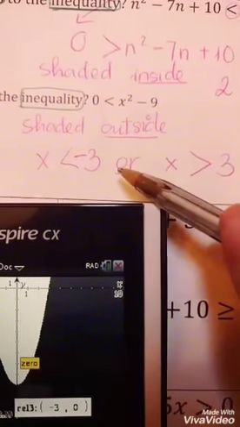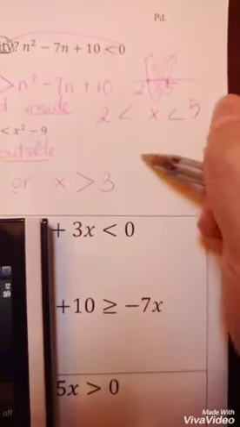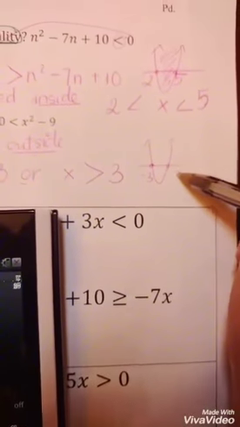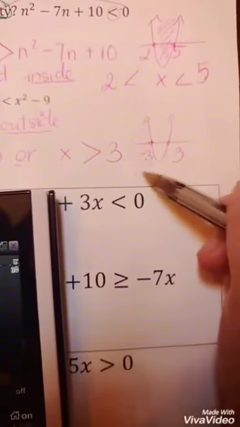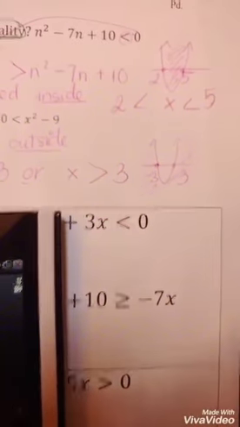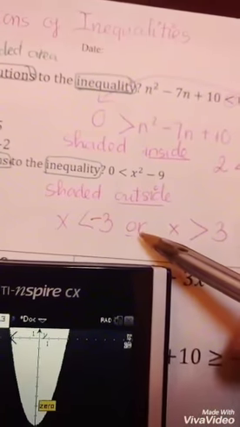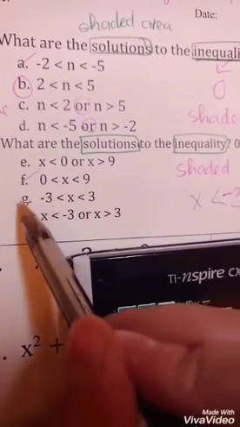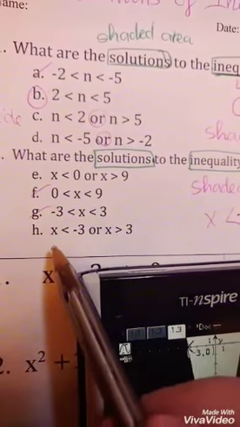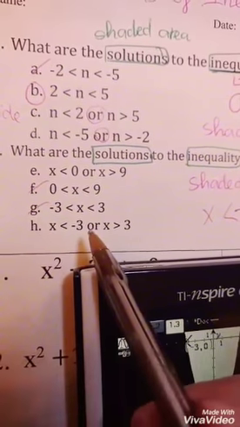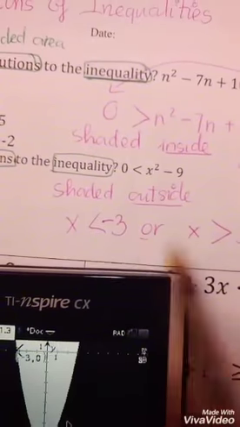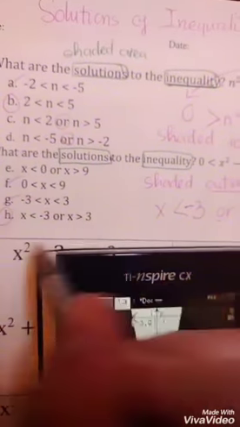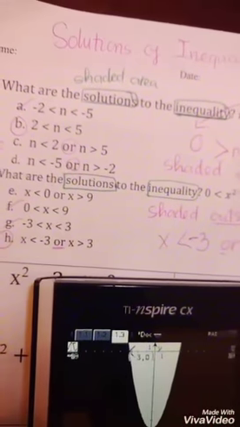Shaded outside means or. You see the graph, it looks like this. Here's my negative 3, here's my positive 3. It's shaded all the outside of the parabola. If it's shaded outside, you have or in your answer choices. Therefore, F is wrong and G is wrong. Between E and H, H has negative 3 and positive 3, just like the answer we found earlier on the zeros. So I'm going to circle my answer. You see, or if it's shaded outside.